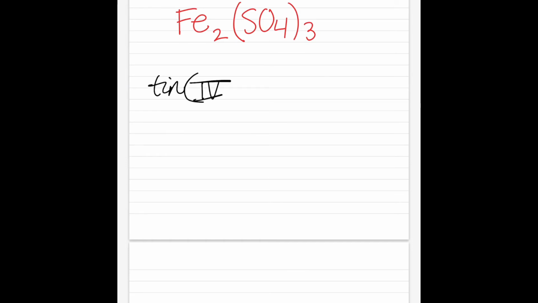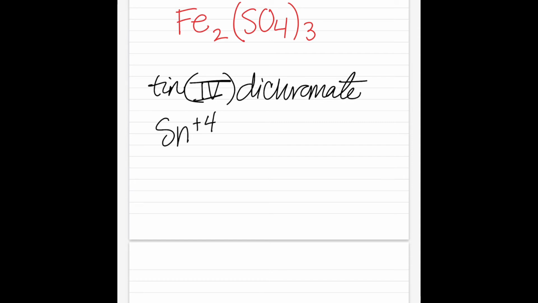Tin 4, dichromate. Okay, so tin 4 already tells you it's Sn plus 4. Now dichromate, that is an ATE. It's going to be on the back side of the periodic table on that giant list. Dichromate is Cr2O7 minus 2.